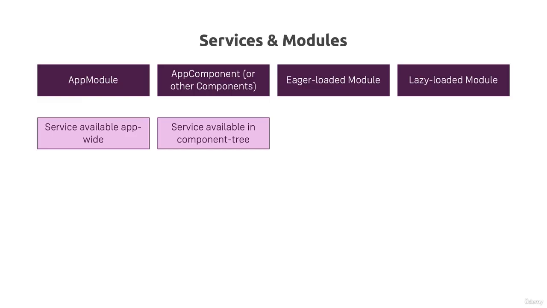And if you provide the service in multiple sibling components of your application, then all these sibling component trees have access to the service, but each component tree has access to its own service instance. And I mentioned this and showed this in the services module of this course already.